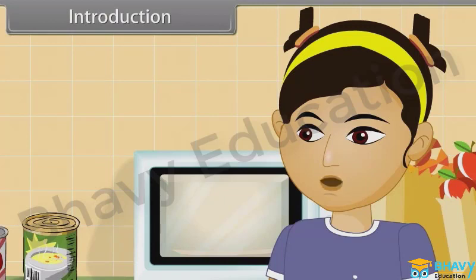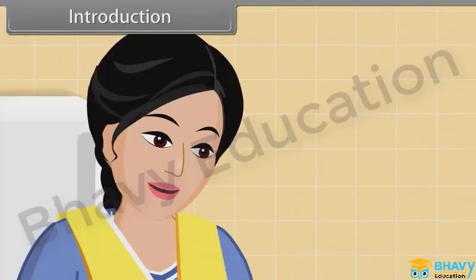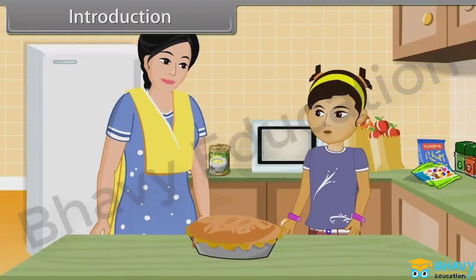But there is some other name of baking soda. Yes, Divya. Its chemical name is sodium hydrogencarbonate. Mother, I want to know something more about this.